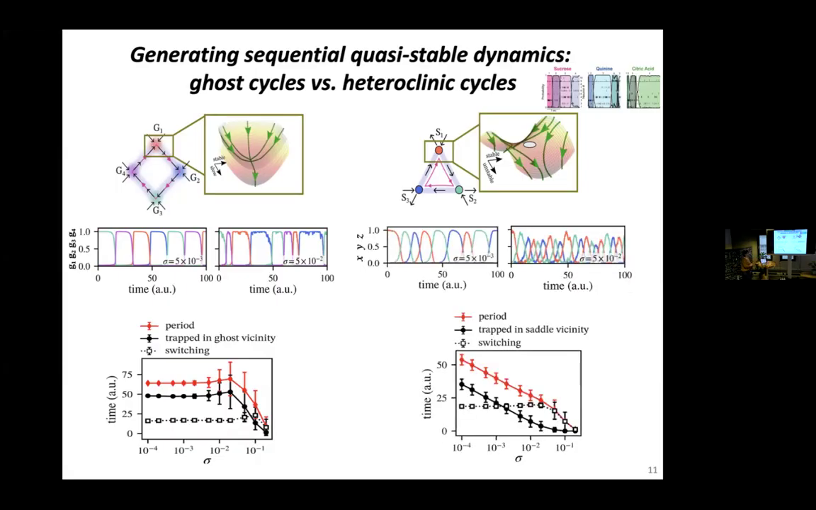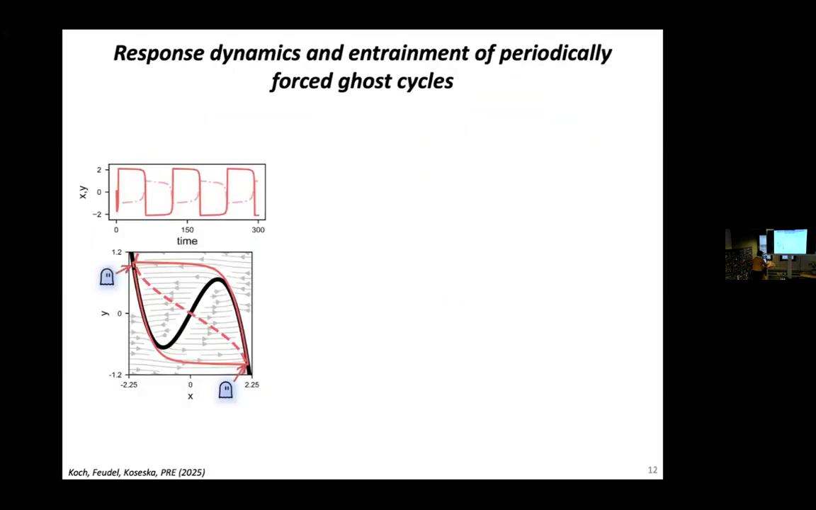But when you do this for the heteroclinic cycle, you can see that already at intermediate noise intensity, the system spends more time switching than being trapped on the saddle. So if you would like to encode information in such a sequential switching-like activity where you have a long transient and then you switch to another long transient and so on, then heteroclinic cycles cannot explain this type of dynamics, because this type of dynamics is very easily destroyed on a heteroclinic cycle when there is noise present in the system.